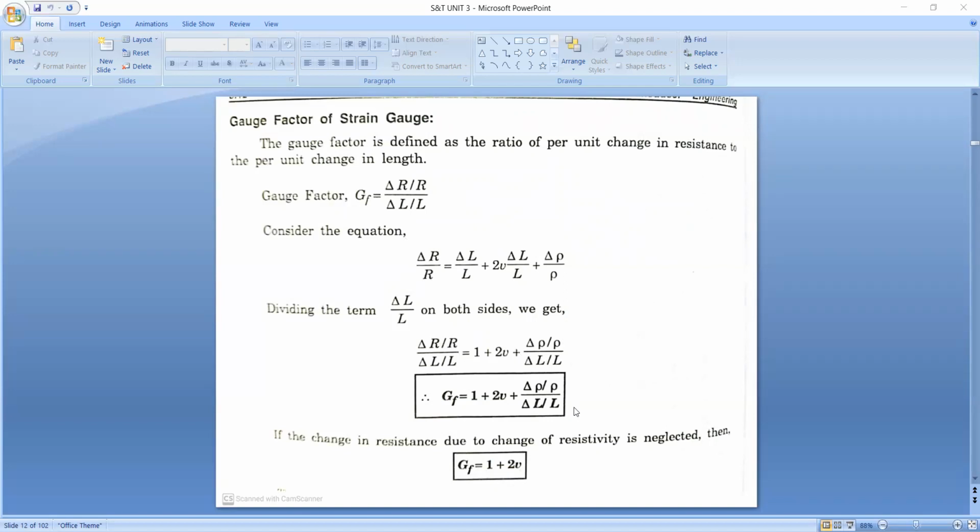In this video, we have discussed the introduction of the strain gauge, the theory of resistance of the strain gauge, and the gauge factor definition.